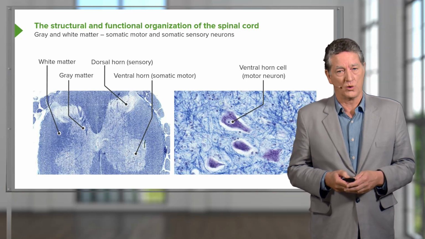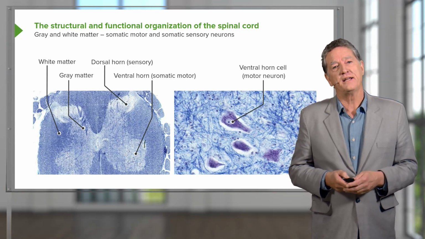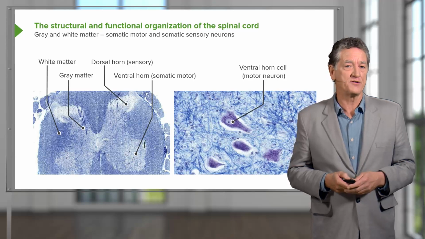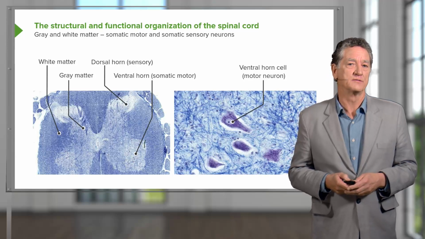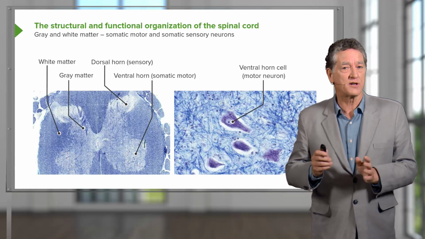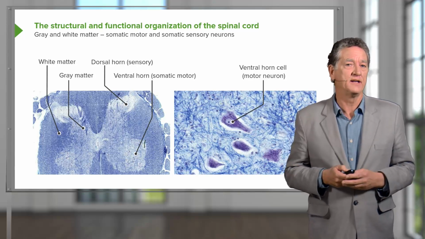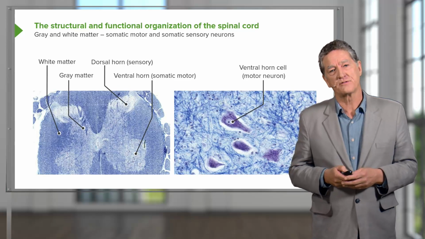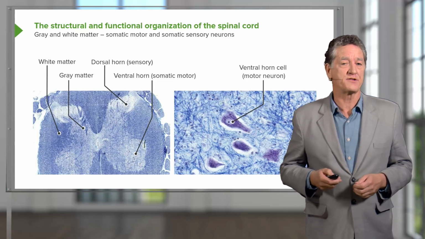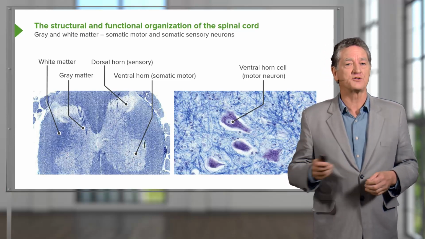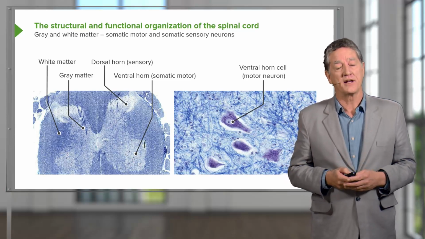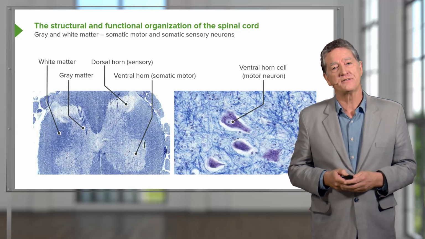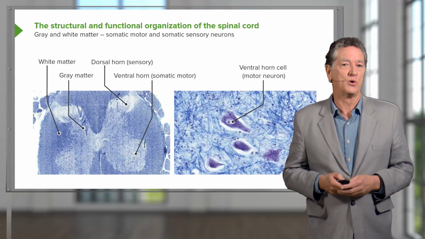The dorsal horn is where the fibres, the axons from sensory neurons enter into the spinal cord. Their cell body is located at some distance away in ganglia. But when those axons receive information from the periphery and it travels all the way up into the ganglion cell, it's then transported and enters the spinal cord through this dorsal horn.